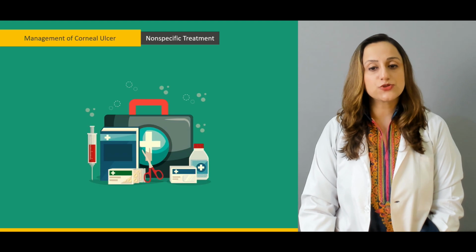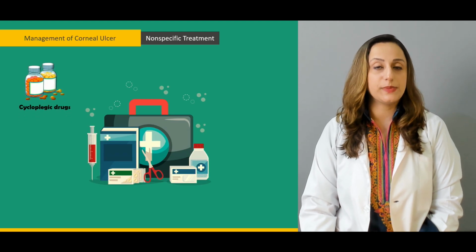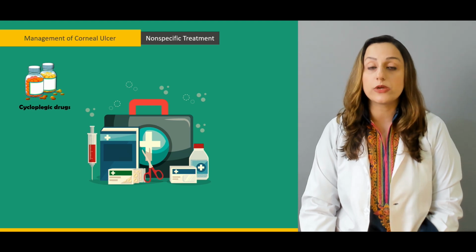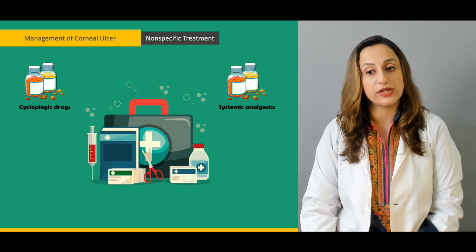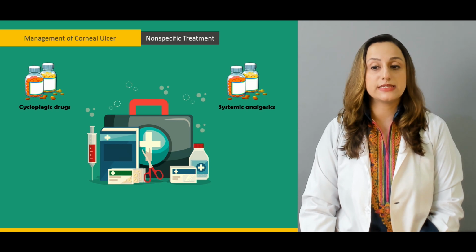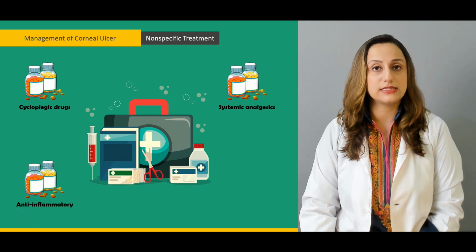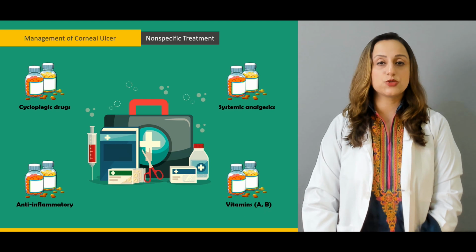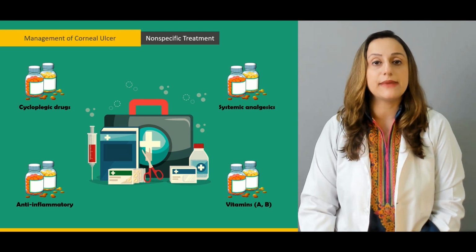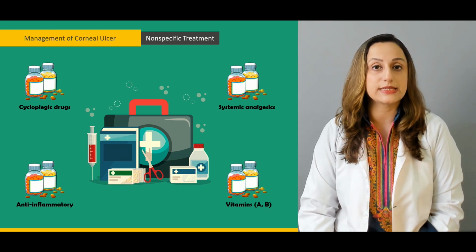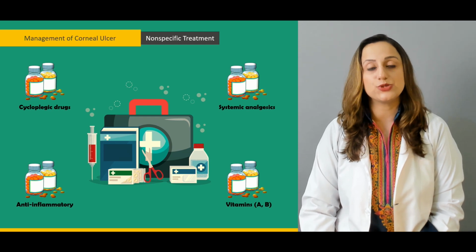The non-specific treatment would consist of cycloplegic drugs. Now, we basically mean atropine when we use the word cycloplegic over here. We are going to give systemic analgesics and anti-inflammatories, as well as increase the immunity by giving multivitamins, for example, vitamins A and B, to the patients.